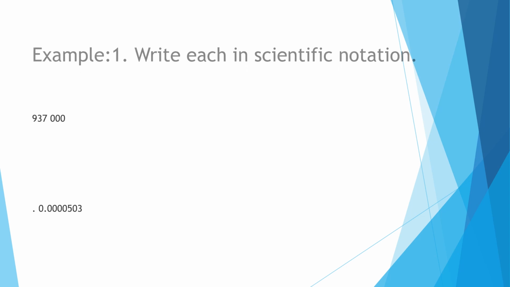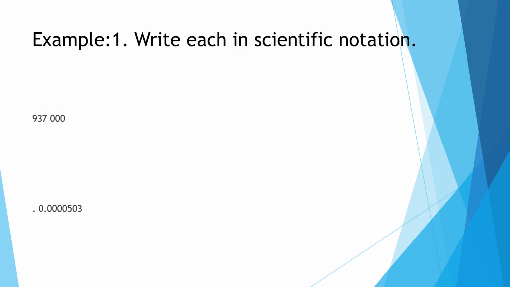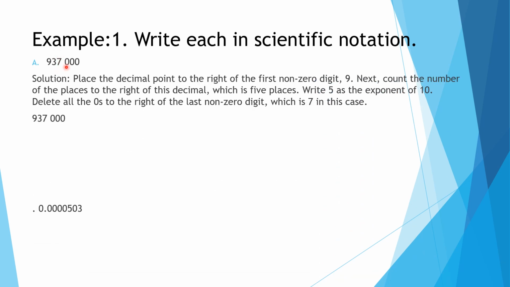Alright, let's have some examples. Example 1. Write it in scientific notation. For example, we have 937,000. For the solution, place a decimal point to the right of the first non-zero digit, which is 9. Next, count the number of places to the right of this decimal, which is 5 places. Write 5 as the exponent of 10. Delete all the zeros to the right of the last non-zero digit, which is 7 in this case.